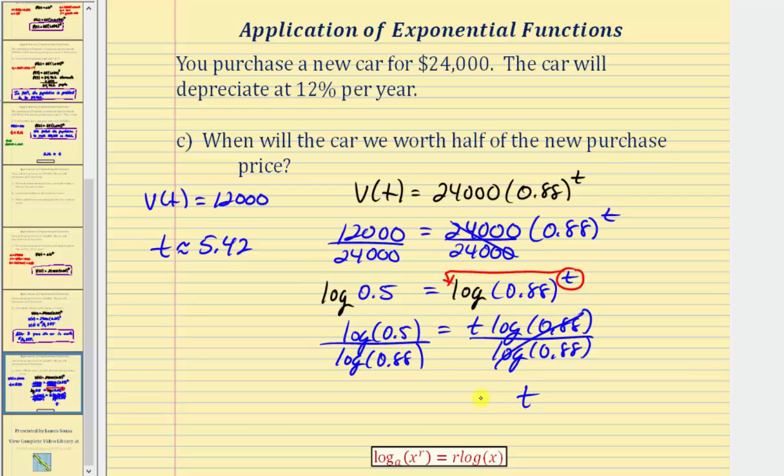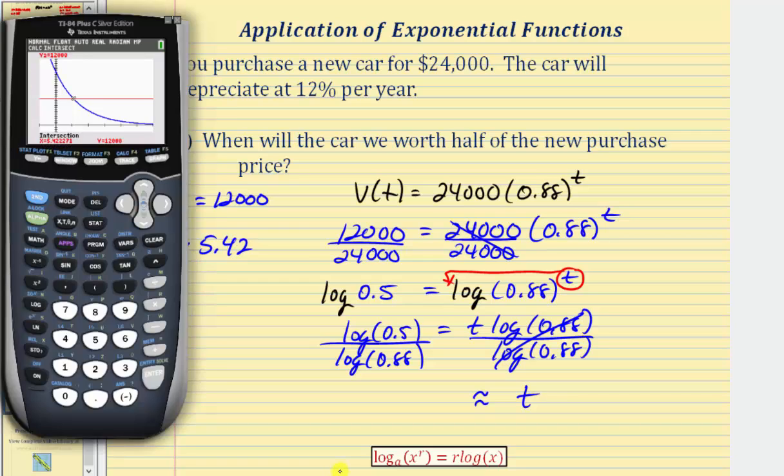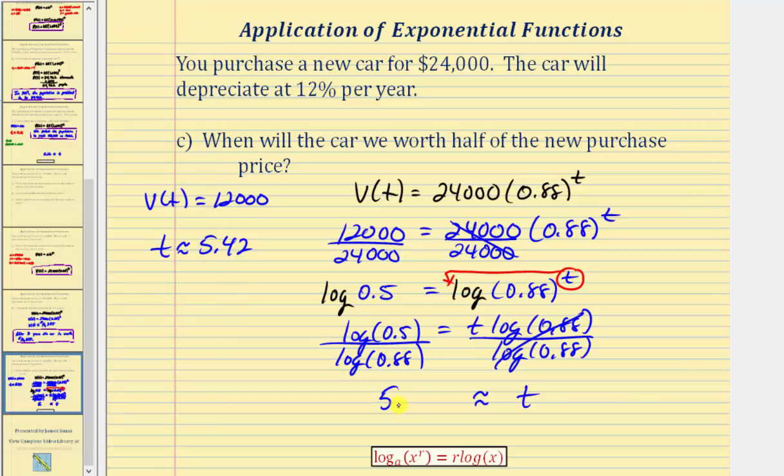Simplifying, we have t is going to be approximately equal to this quotient here, which again we know should be approximately 5.42. So we'll go back to the home screen, and we have common log of 1/2 or 0.5 divided by common log of 0.88, or 0.88 if we want. Enter, and notice how we do get the same value for t, approximately 5.42. Again, we weren't told where to round, so I'm just rounding to 2 decimal places.